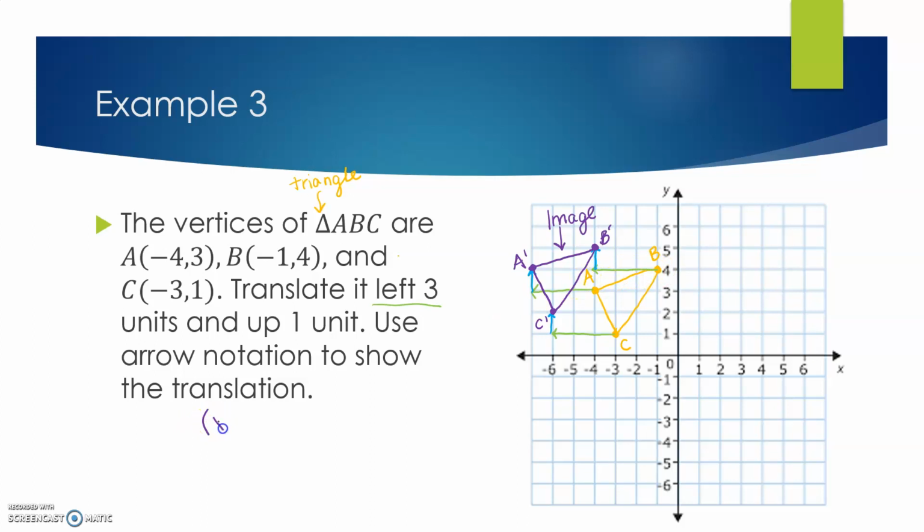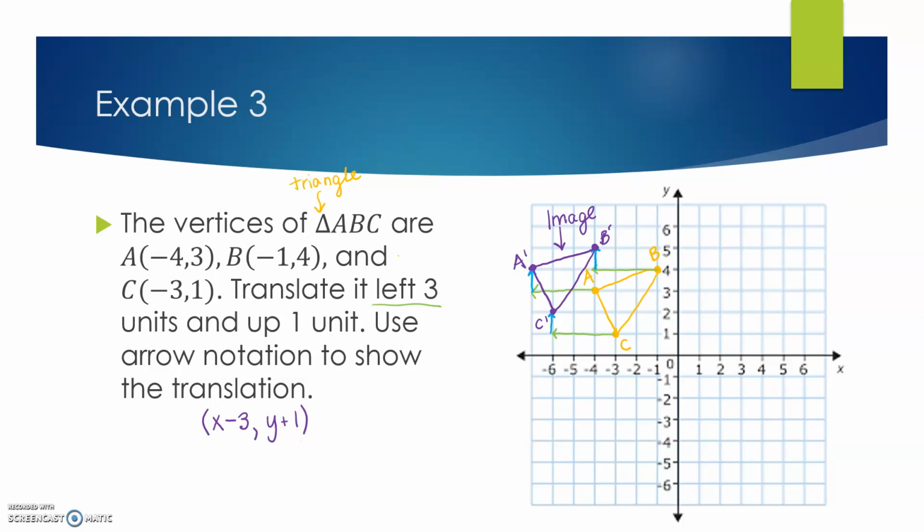So we're going to take the x coordinate and subtract 3 because we're moving in the negative direction and we're moving 3 units. For the y coordinate, we're saying, okay, we're taking what our y coordinate was and moving it up 1 or adding 1. So it's going to be y plus 1.